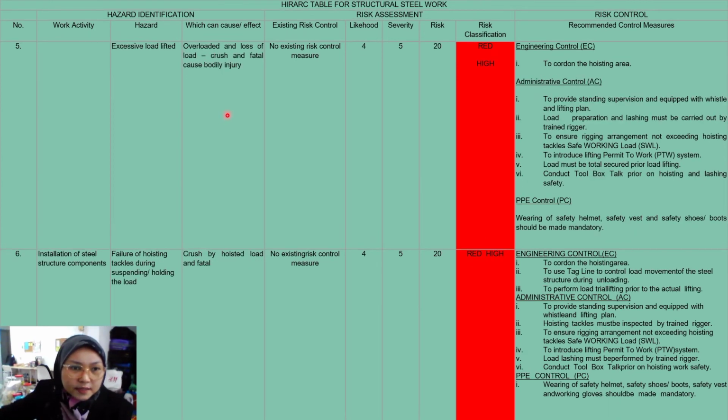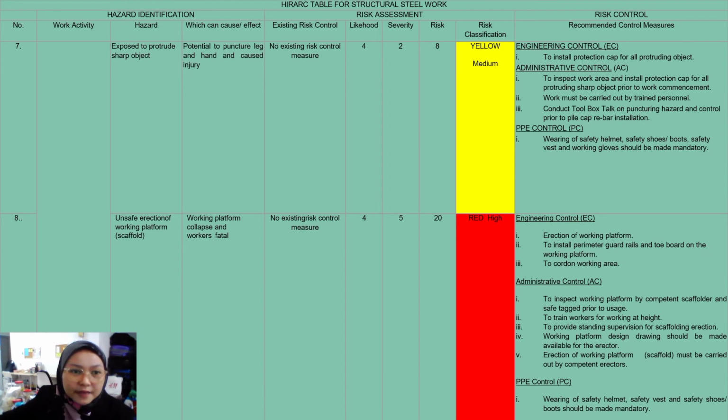The next hazard is excessive load lifted, which can cause overload and loss of load, crash and fatality, causing bodily injury, and the risk classification is red, high. The next hazard is failure of hoisting tackles while suspending the load, which can cause a crash by the hoisted load and fatality, and the risk classification is also red, high. The next hazard is exposure to a protruding sharp object, which can cause potential puncture to the leg and hand and cause injury. The risk classification is yellow, medium.